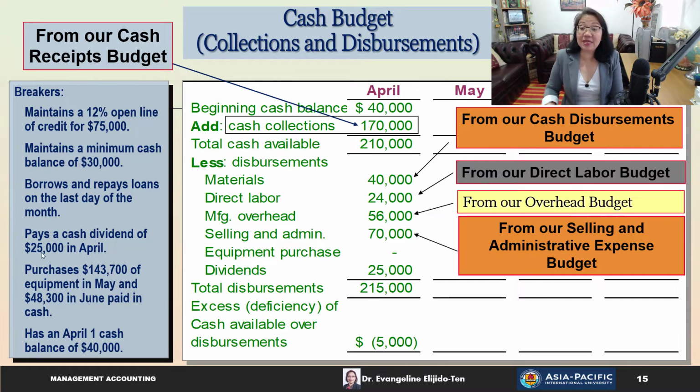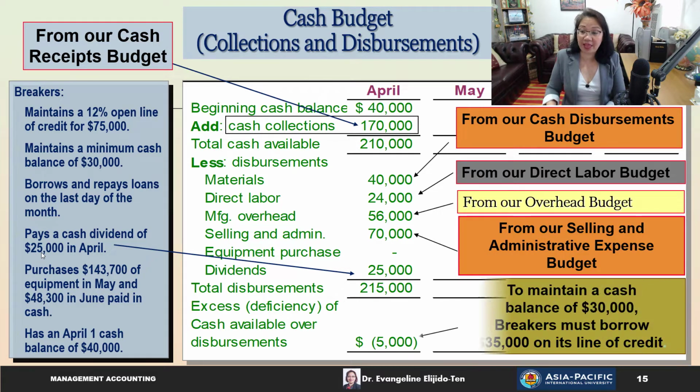And of course, the dividends is as given here. We're going to pay that in April. So that gives us total disbursements of $215,000. Now, our cash available is only $210,000. So that means we are expecting a deficiency of $5,000 in the month of April.